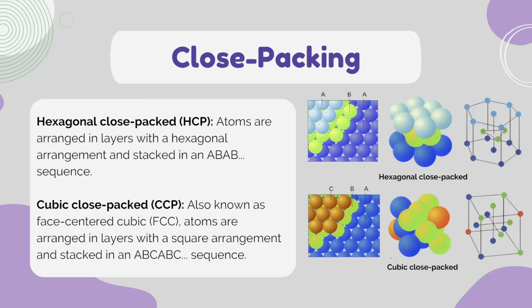Close packing. Hexagonal close pack or HCP: atoms are arranged in layers with a hexagonal arrangement and stacked in an AB sequence, as we can see in the picture on the right side. Number 2, cubic close pack or CCP, also known as face-centered cubic or FCC: atoms are arranged in layers with a square arrangement and stacked in an ABC sequence, as you can see on the right side of the picture.